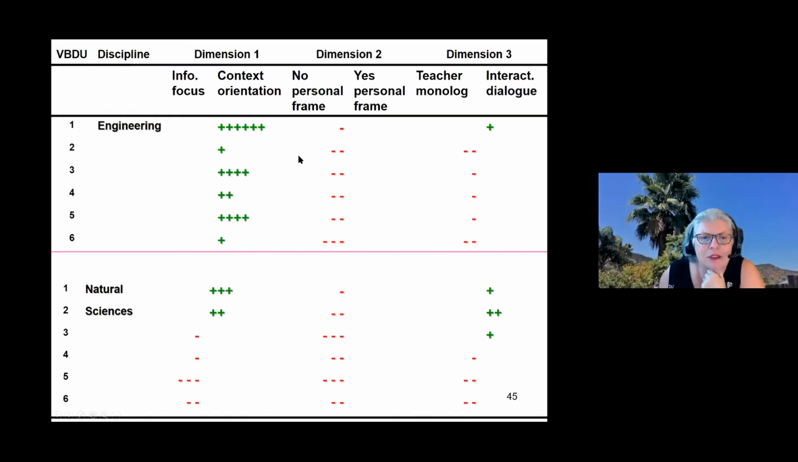So in terms of discipline, we see that engineering is incredibly context oriented, and I can only show the first 6 units, unfortunately, because there's no way of showing this and making it nice. But believe me, it's true for the first 6 for sure, but even more so. Engineering seems to be very contextually oriented.